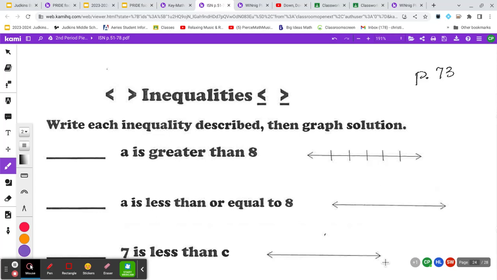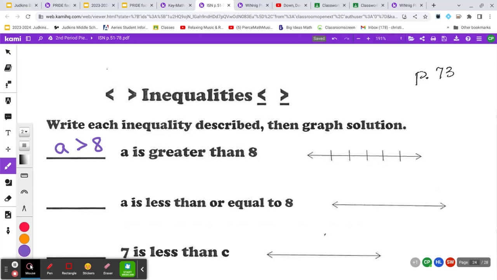Please take the words "a is greater than 8" and write it on the line. What do you think that's going to look like? Quick, 3 seconds. A is greater than 8. Okay, check it. Did you get it right? If you got it right, say yes. Yes, yes. Okay, that's what it's supposed to look like.